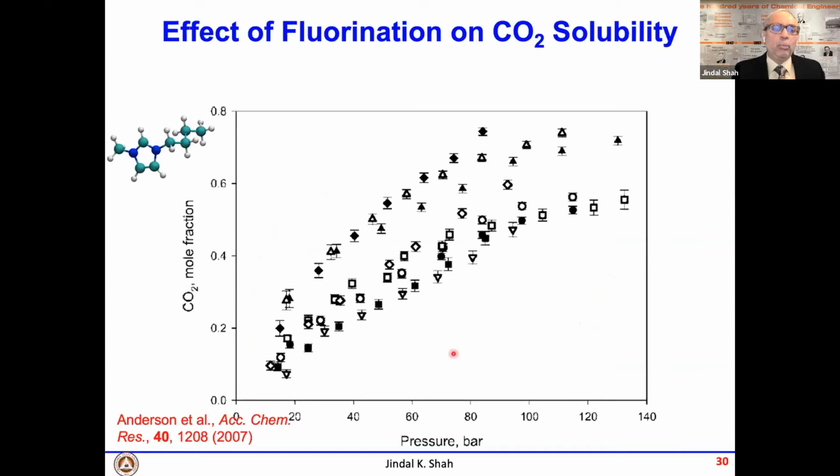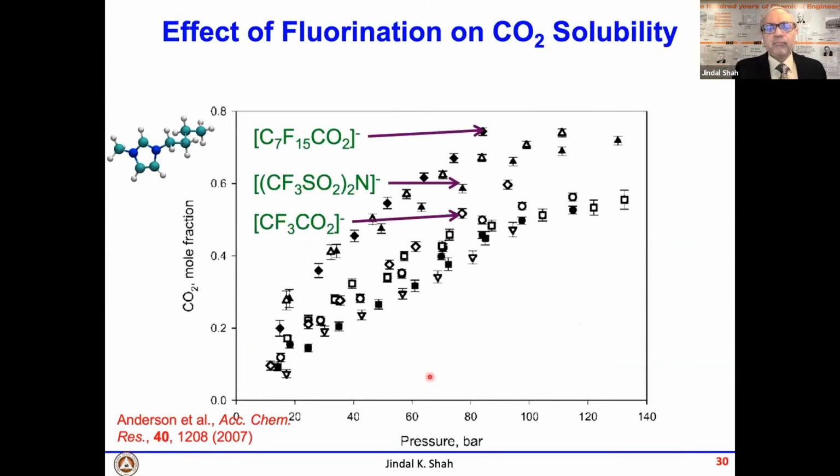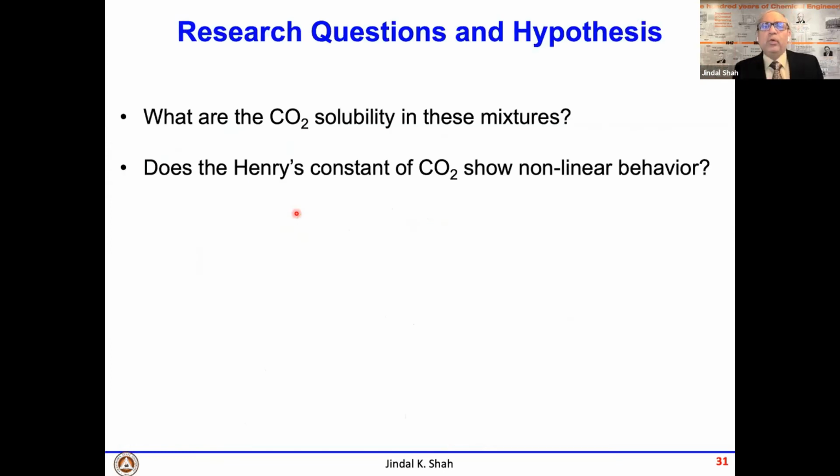Here I'm showing the CO2 mole fraction as a function of pressure for a number of ionic liquids. They are all fluorine-based ionic liquids. As you can see, when you have fluorine in the system, the CO2 mole fraction tends to be higher as opposed to non-fluorinated anions. So maybe we can use this idea that CF3 becoming free might allow CF3 to interact with CO2, and that will increase the solubility. So we wanted to calculate the CO2 solubilities in these mixtures.